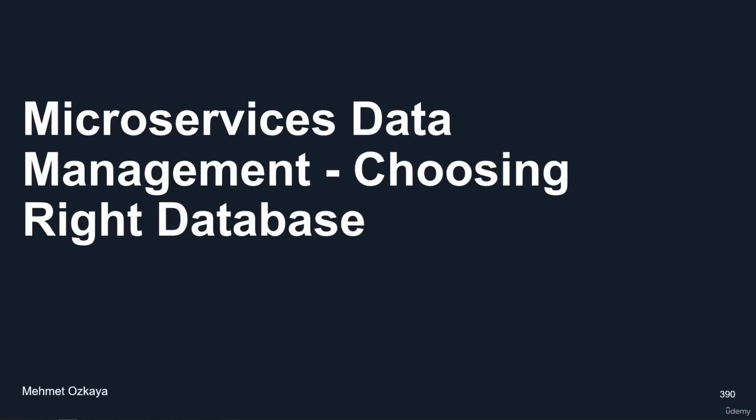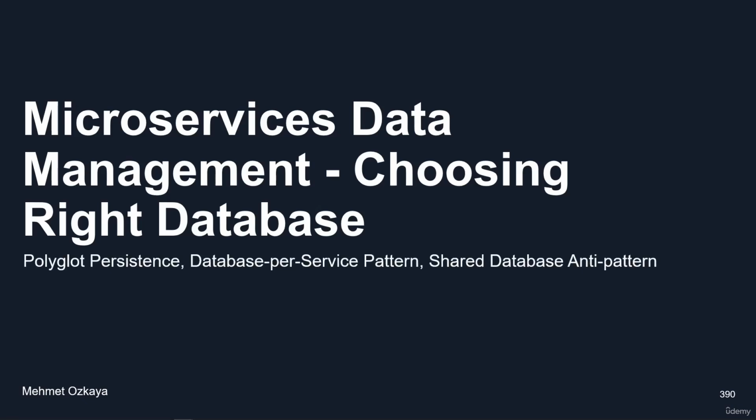In this section, we are going to learn microservices data management, choosing the right database. This is the first part of microservices data management that we will cover: the polyglot persistence principle, the database per service pattern, and the shared database anti-pattern. We will learn relational and NoSQL databases, when to use relational and when to use NoSQL databases, best practices when choosing a data store, and how to choose a database for microservices.